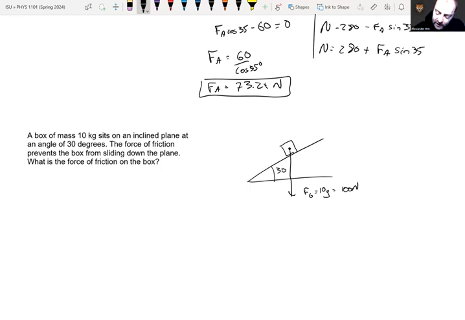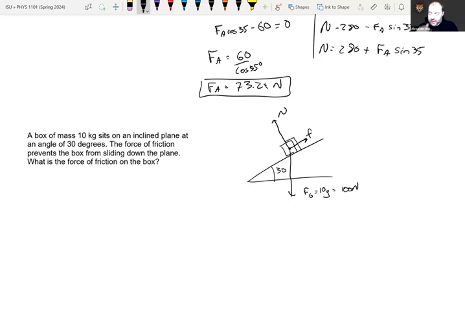So that's fine. Our normal, we said, was perpendicular to the surface. For that reason, we definitely can't say normal is equal to gravity. One, it's in a different direction. And two, it's not necessarily going to be equal. Then we had a friction force in that direction.